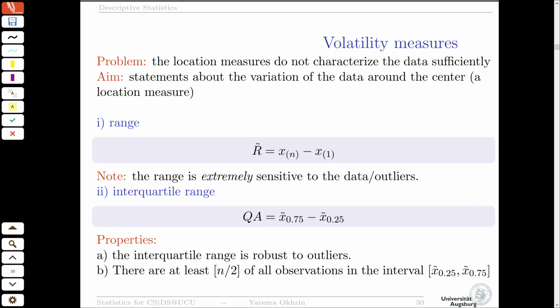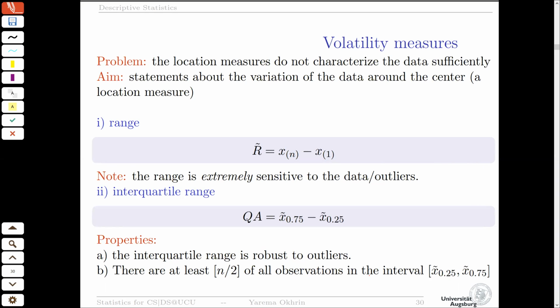Like this is the guy which truncates the lower 25% of the data and the guy which truncates the upper 25% of the data. And the difference between those two is our interquartile range. So it is similar to our range, but it looks not at the extremes, but at the quartiles. So in fact, within this interval of length IQR, we have 50% of the central data, of typical data.